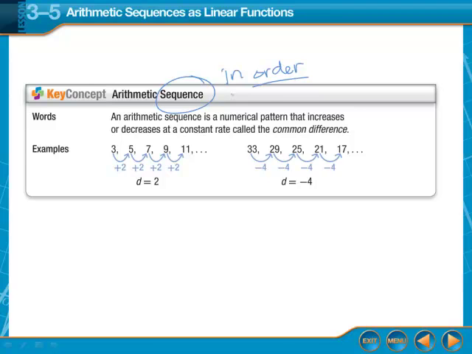We are talking about consecutive odd, consecutive even, consecutive integers. We're talking about things that are in order. Are they increasing by the same amount? Are they decreasing by the same amount? Here we go again, another context with the same concept, different context.